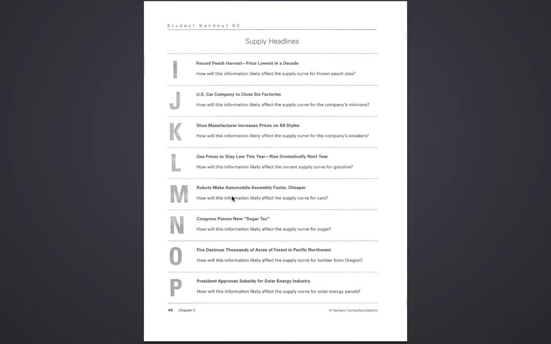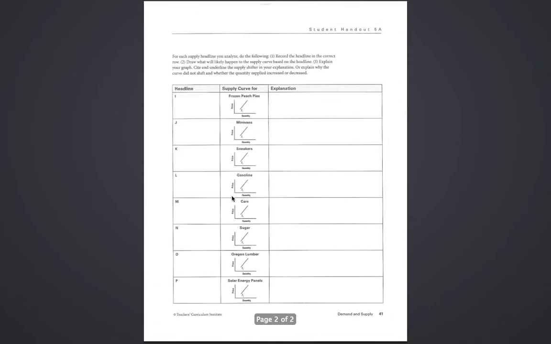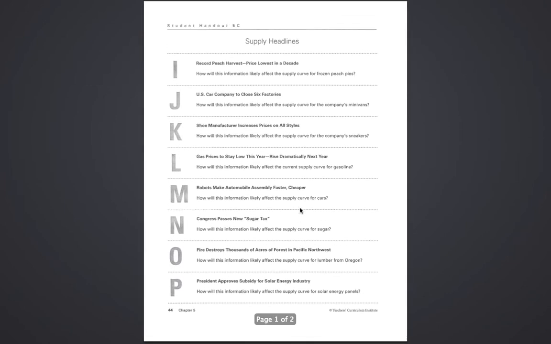Robots make automobile assembly faster and cheaper. How will this information likely affect the supply curve for cars? Once again, our headline is robots make it faster and cheaper. We did not change the price, so at this price we are willing and able to make more available for sale. So we're going to have a new curve to the right, and the reason is technology increases supply.